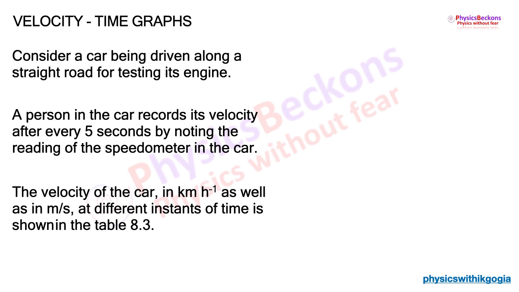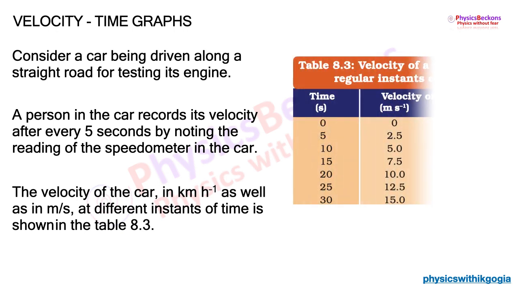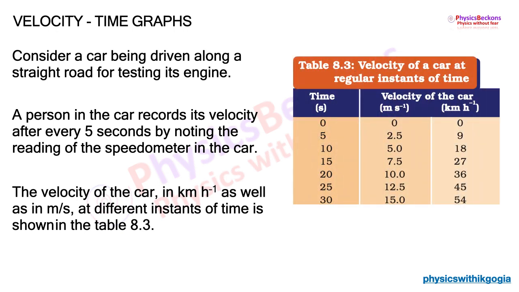As you can see from the second column, the velocity is changing by equal amounts, that is 2.5 meter per second every 5 seconds. Such a motion will be a uniformly accelerated motion. The table is on your screen. See, from 0 to 5 seconds the velocity changes by 2.5 meter per second, 5 to 10 it again changes by 2.5 meter per second, and so on.